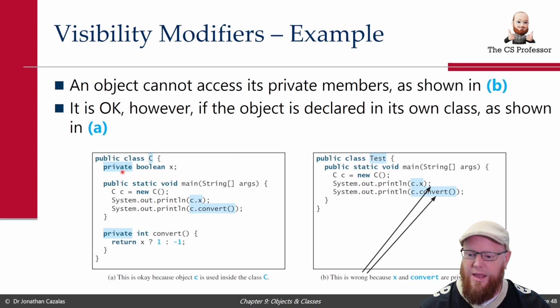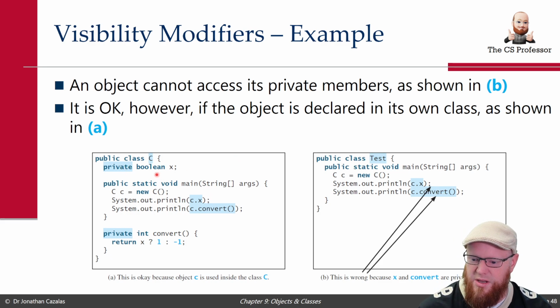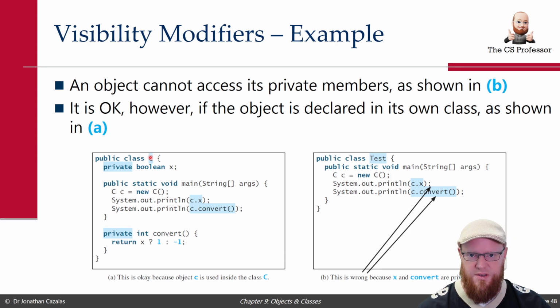However, which is kind of weird to do, but you can. Notice that we have this blueprint C, this class C. It has a private data member variable x. We also have this private convert method, but also we make this public method, which is static.